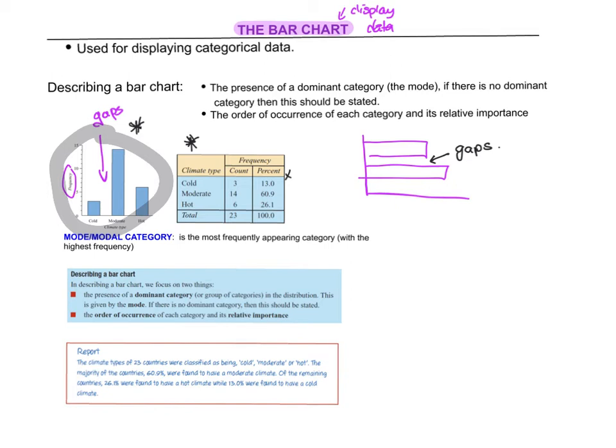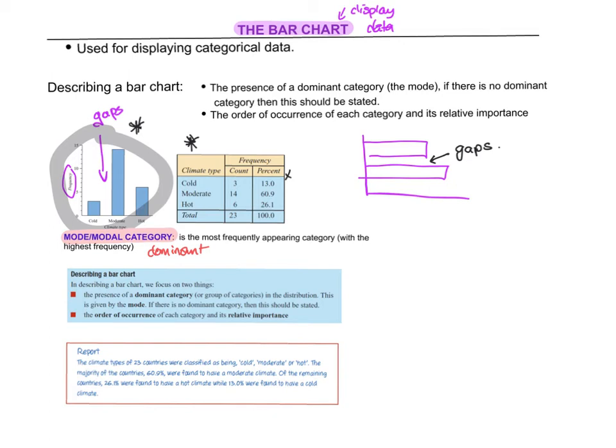So often when we look at bar charts, we want to know the mode, or it could be called the modal category, or sometimes the dominant. It just means the most frequent. So moderate is the most frequent climate for the countries, and we often quote that. If they say modal category, it's because they might be saying 0 to 5 years, 9 to 10 years, that's going to be a category. So we say the modal category.